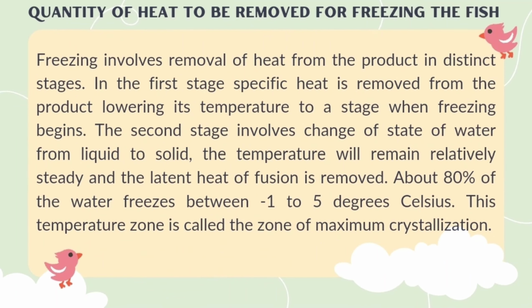Quantity of heat to be removed for freezing the fish. Freezing involves removal of heat from the product in distinct stages. In the first stage, specific heat is removed from the product, lowering its temperature to the point when freezing begins. The second stage involves change of state of water from liquid to solid. The temperature remains relatively steady and the latent heat of fusion is removed. About 80% of the water freezes between -1 and -5 degrees Celsius. This temperature zone is called the zone of maximum crystallization.